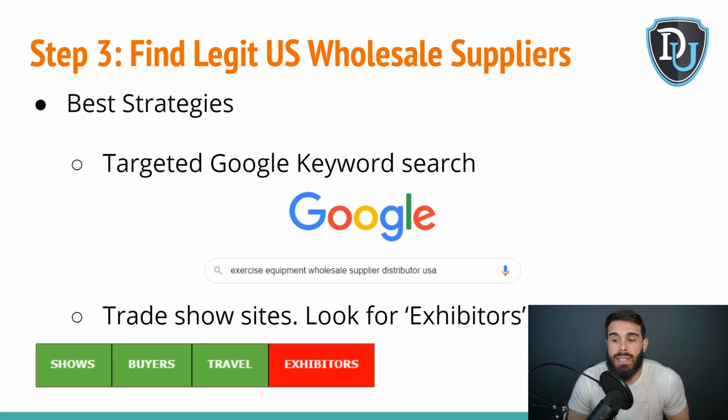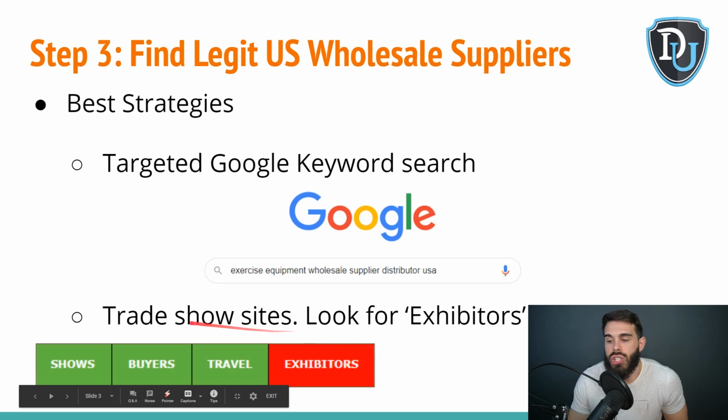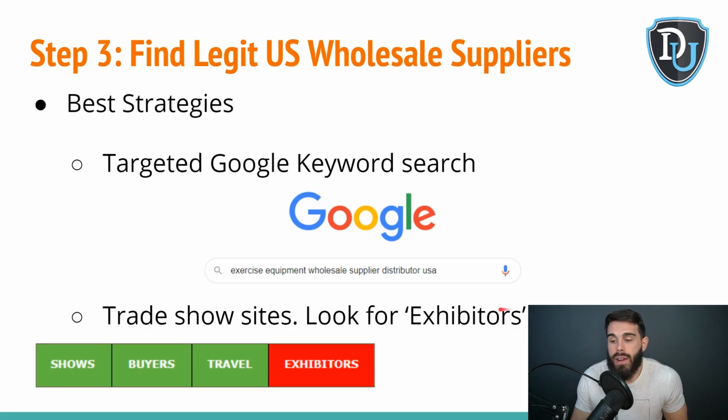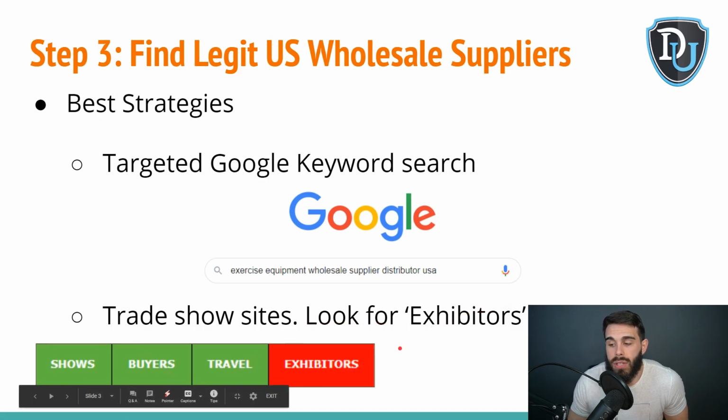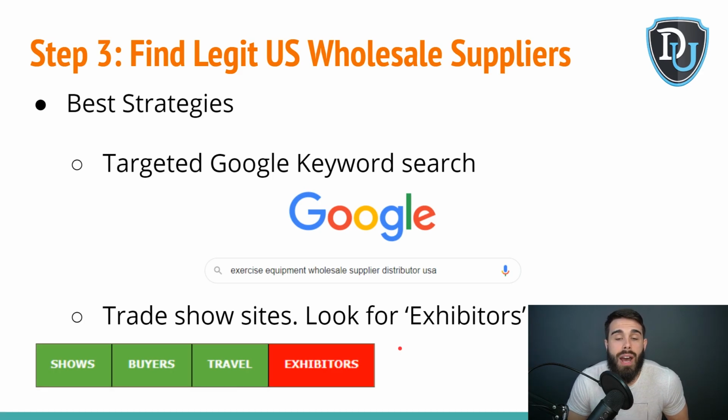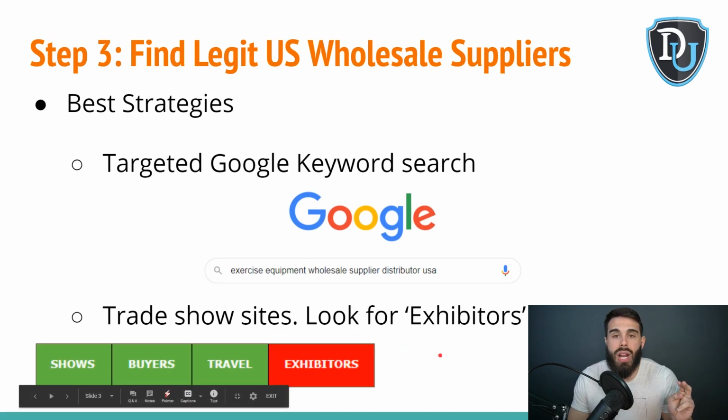Now, another really great strategy that I like to use is going on to trade show websites, and within the trade show websites you'll see something called featured exhibitors or sponsored exhibitors. It can be said a bunch of different ways, but right here you can see I took a screenshot from a trade show that I've been to in the past, and you can see right there in the menu navigation bar is the exhibitors, and within the exhibitors you can usually see a roster or just a directory of all the exhibitors that have gone to past trade shows or are getting ready to go to upcoming events. So those are two of the best strategies to go about finding legitimate US wholesale suppliers.